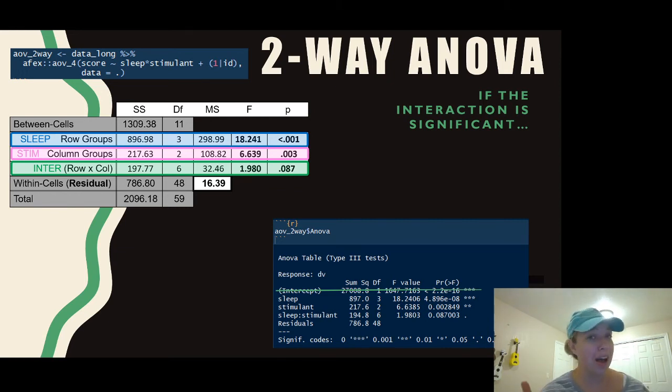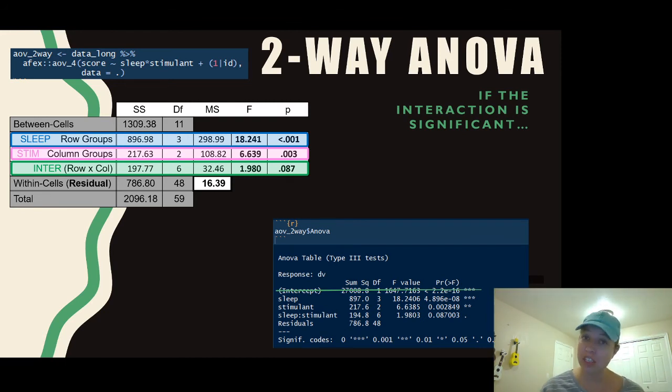But if it was, that is what we need to focus on, and we need to interpret, and we need to write about first and foremost. If there is a statistically significant interaction, that is where the focus needs to be, not on the main effects. Because if we have an interaction, that is telling us the effect of sleep depends on which stimulant they were receiving. Or we can flip it around.